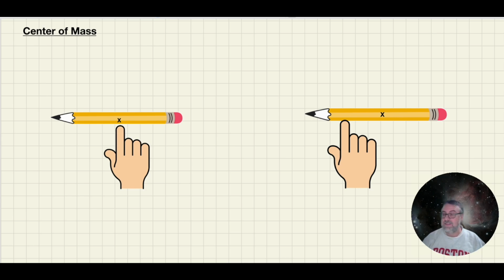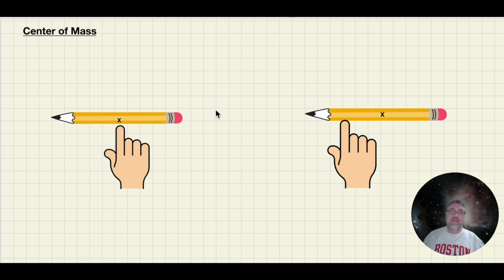Now, the center of mass is an important point in physics. It's the point of an object where the force of gravity seems to act. Typically, we mark the center of mass with an X. So here, it is on this pencil. Now, for a uniform object, and by uniform we mean a simple shape and a uniform density throughout, the center of mass, as you would expect, is most often in the center of the object. But that's not true for more complicated shapes.